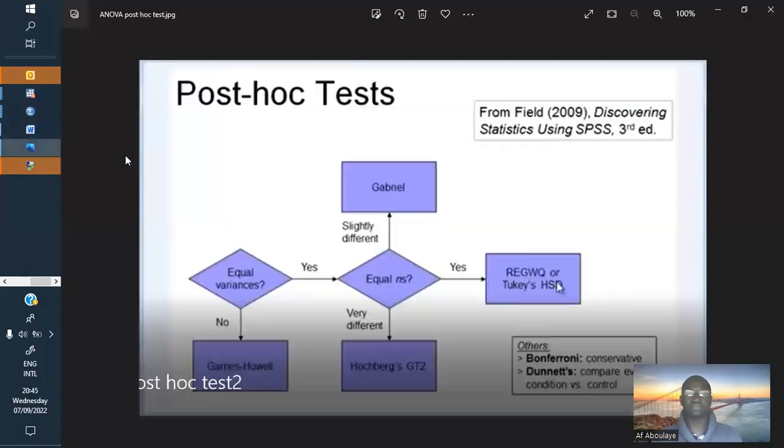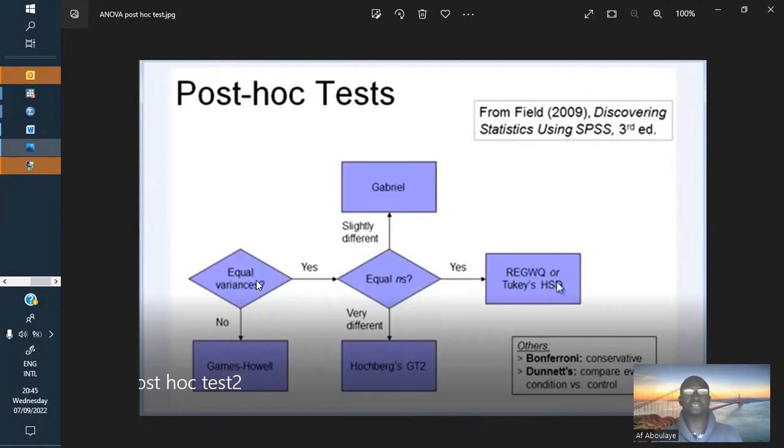As you can see, let me show you something. Can you see what is happening here? We should ask ourselves about our data: the groups we want to compare, do they have equal variances? If yes, we should ask whether they have the same number of observations. If yes, at this point you can decide to use the Tukey test or REGWQ.